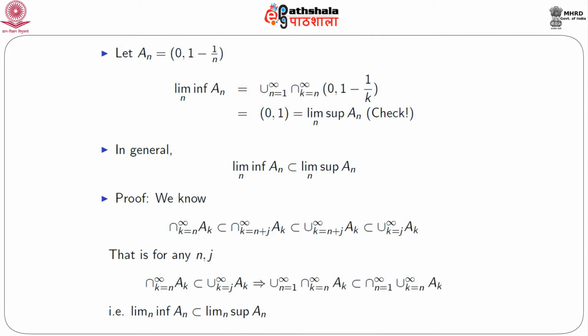Now, we will take a few more examples. Consider the interval a n defined as [0, 1 minus 1 over n]. Now, if we start with the lim inf, by definition, it will be the union over n from 1 to infinity of the intersection over k from n to infinity of [0, 1 minus 1 over k]. In the first case you have to take the smallest of these intervals, and then you have to take the union over n from 1 to infinity.